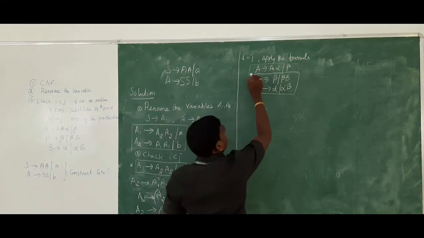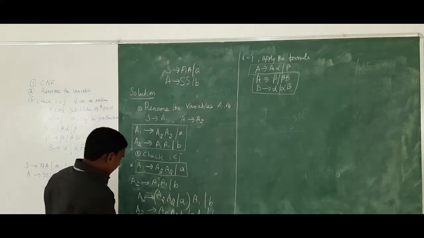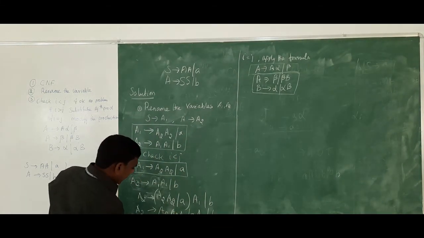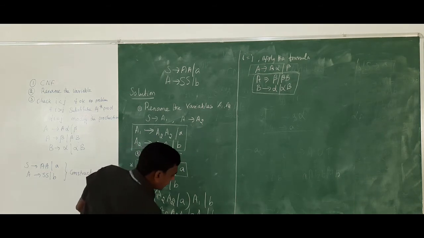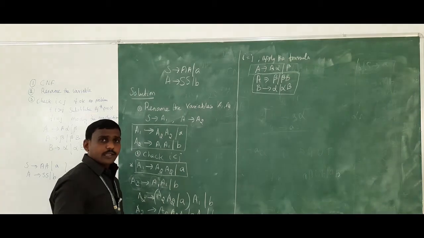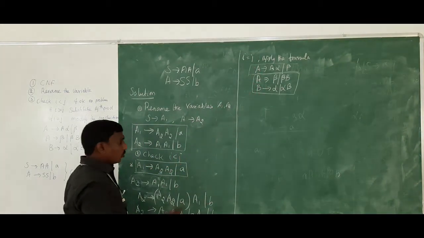That is the thing. Clear? See, you compare this one with that one. A tends to A, both are same. This is alpha and everything else is beta. Clear? You compare the first formula with here. It looks like that.